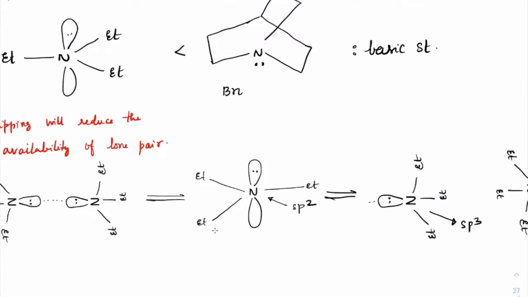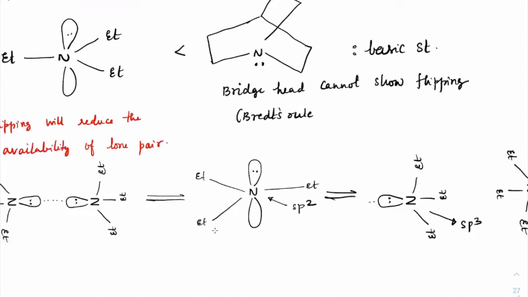Yes, beta, phenyl can show flipping. Let me write that here. Bridgehead cannot show flipping. Bridgehead atoms cannot show flipping. This is also a part of Bredt's rule. So anything pertaining to bridgeheads is always called Bredt's rule.